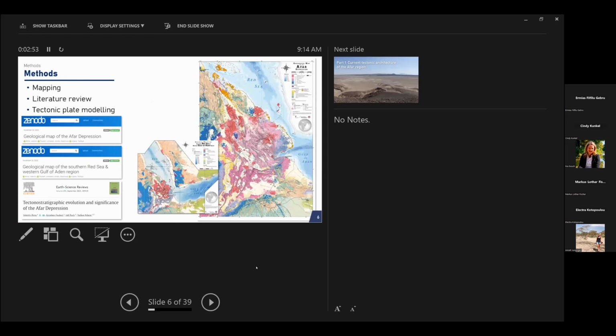The methods used for this study are mainly mapping. You might have seen that the big map is on the poster session. We have also done a map a bit more zoomed out with a bit of the Gulf of Aden and the Red Sea. And these two maps are available on Zenodo. That's a data repository. So you have the maps in all formats that you can imagine, and you have all the shapefiles, everything, all the data is available in open access. So you can all use this if you want for your research.